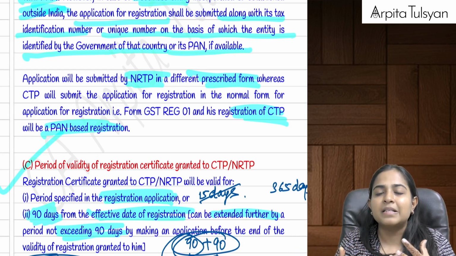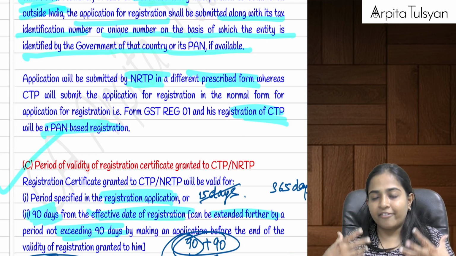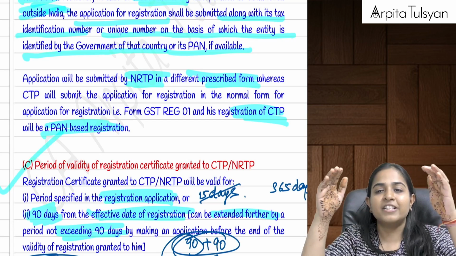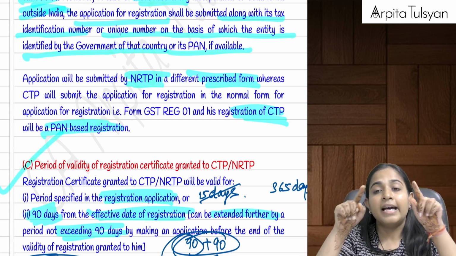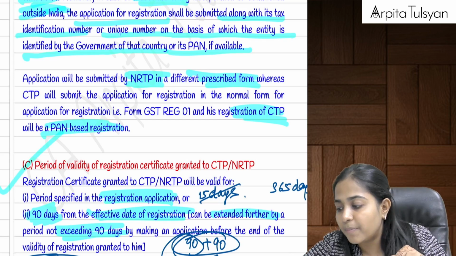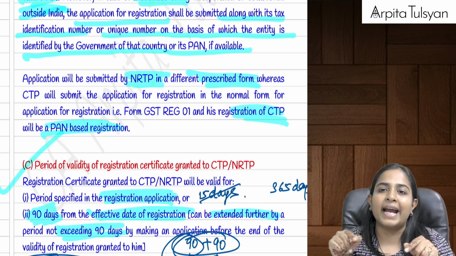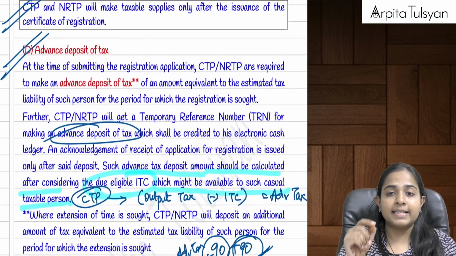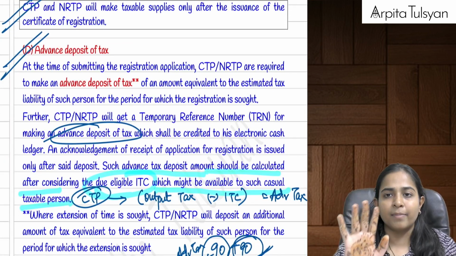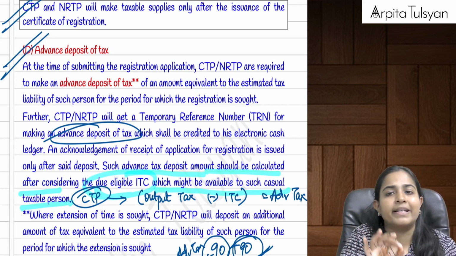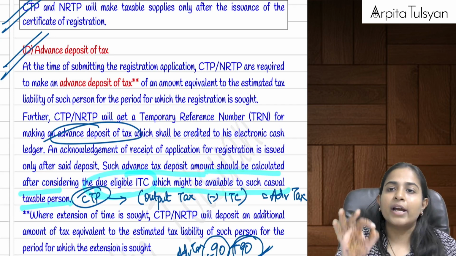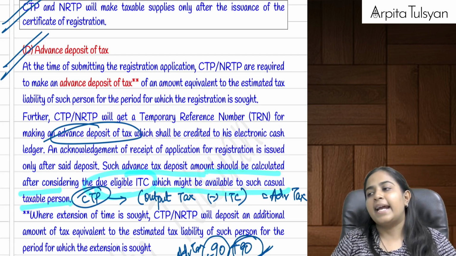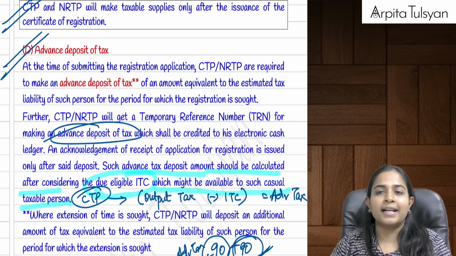Okay, so how will we frame this in a statement form? The registration certificate in case of CTP and NRTP will be valid for a period which is specified in the registration certificate, or 90 plus 90 days, whichever is earlier. Now let's say I applied that I want registration for a period of 100 days. Initially the government will tell me no, you will get the registration normally for a maximum period of 90 days. Then you can get it extended for another 90 days.